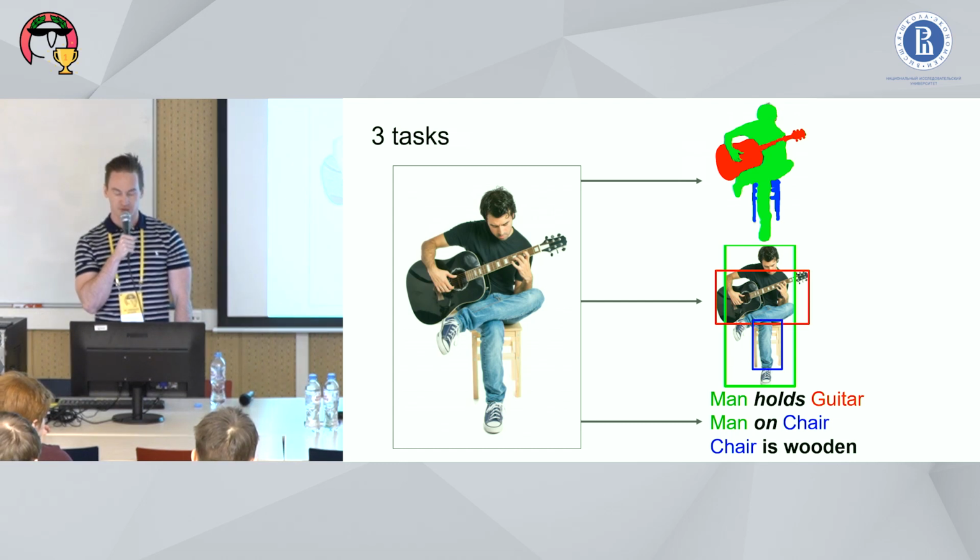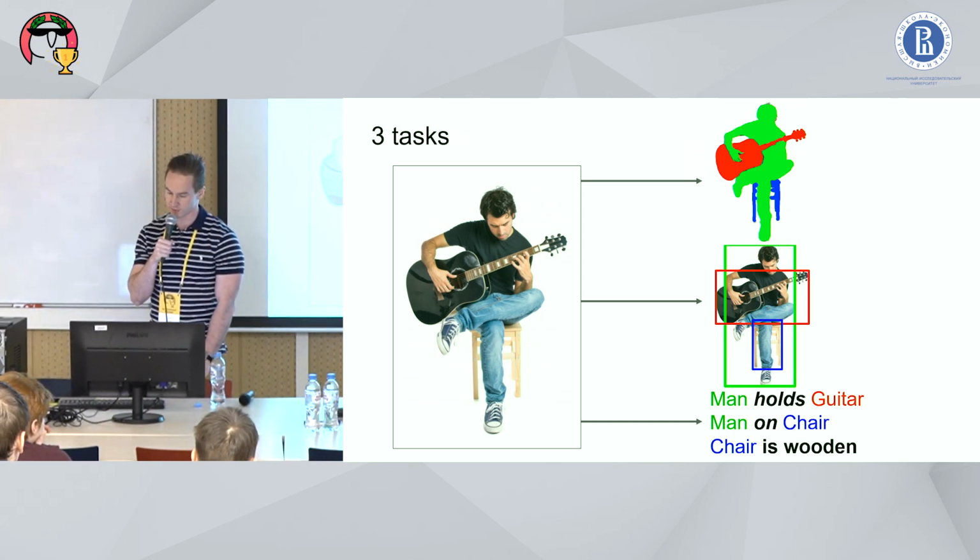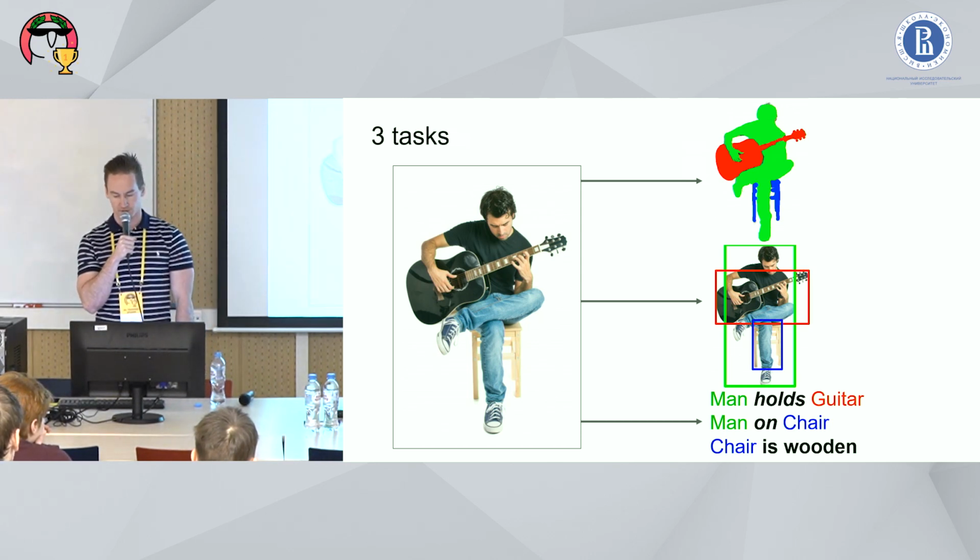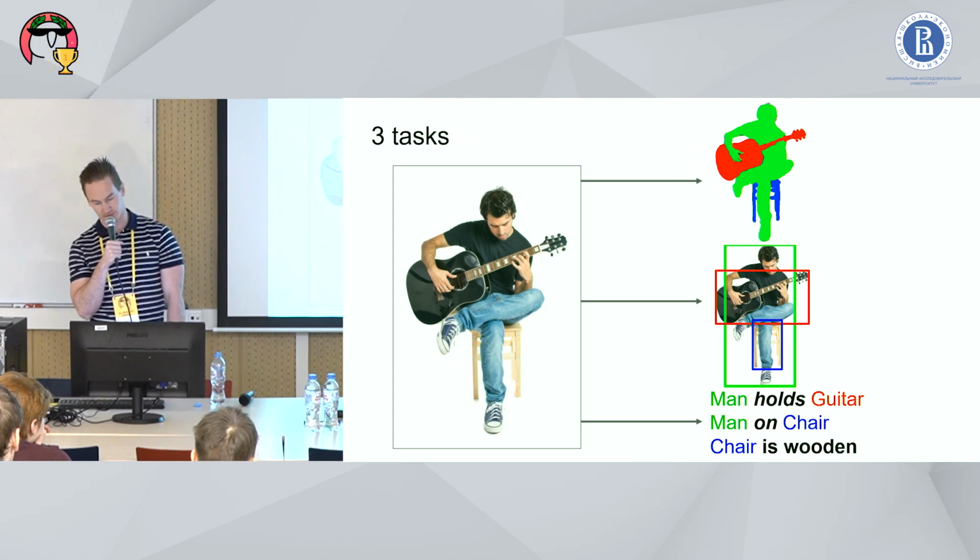And in the third competition, you need to make predictions about some kind of visual relationship between these objects. So, for example, man holds guitar, man on chair, and it's about properties of the objects like wooden and other material and so on.